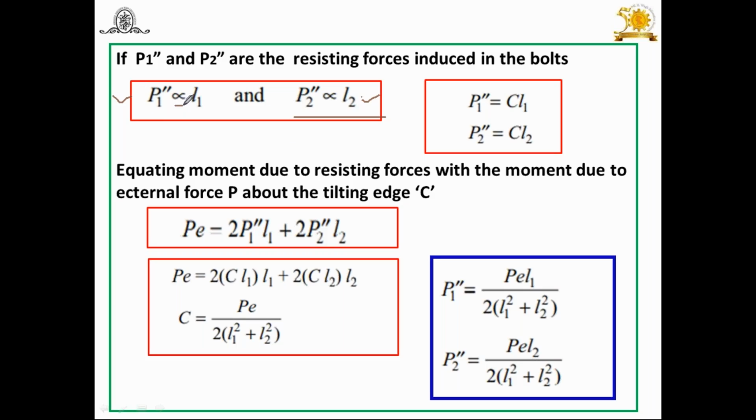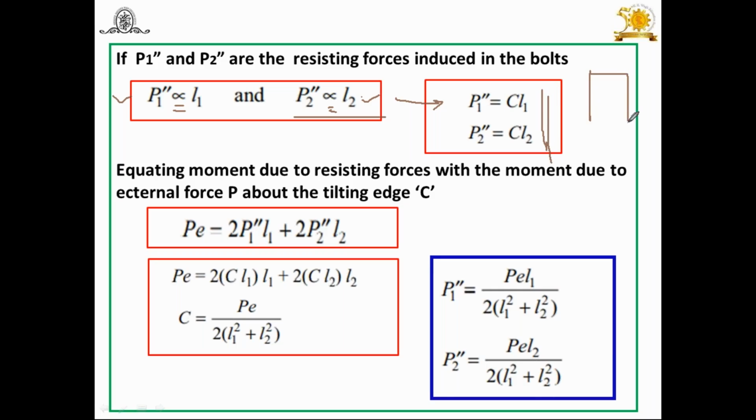And again, we know that it is directly proportional. We can use some constant of proportionality, and based on that, we can write P1 double dash is equal to C into L1. Similarly, P2 double dash is equal to C into L2, where C is the constant of proportionality or proportional constant. Try to understand.